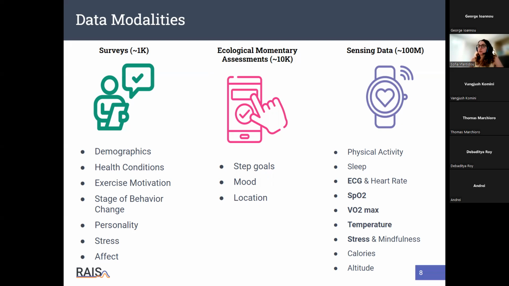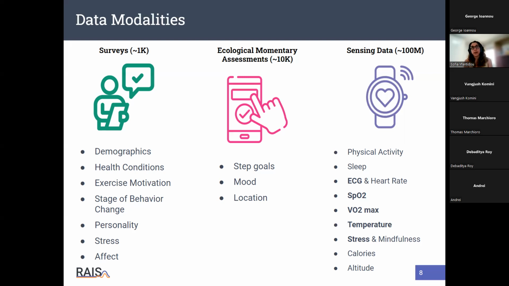And the location surveys, where we would ask the user where they are located right now to get the context of the user, whether they were at work or outdoors or exercising, etc. Finally, of course, we have the sensing data. We have approximately 100 million rows of sensing data, and they refer to physical activity, whether that means steps, whether that means exercise sessions, or altitude, essentially floors climbed.